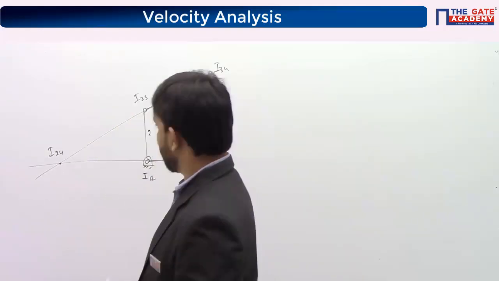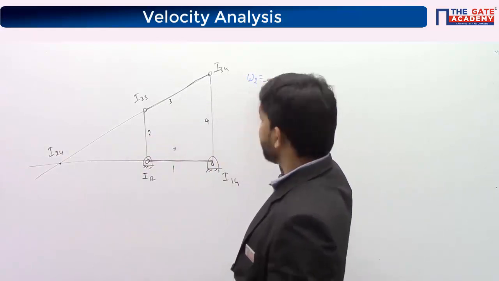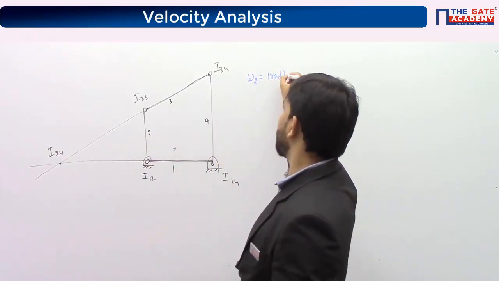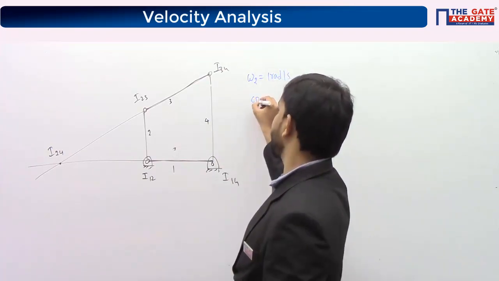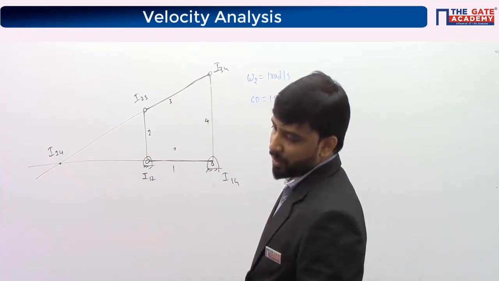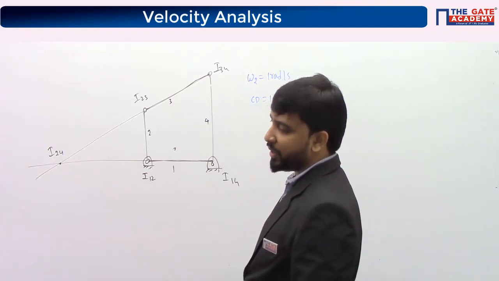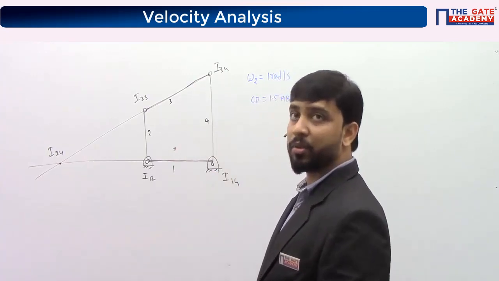So the question is, for the 4-bar linkage shown in the figure, the angular velocity of link AB, that is angular velocity of link number 2, is given as 1 radian per second. The length of CD is 1.5 times AB. In the configuration shown, it is asking us to find the angular velocity of link CD, that is link number 4.